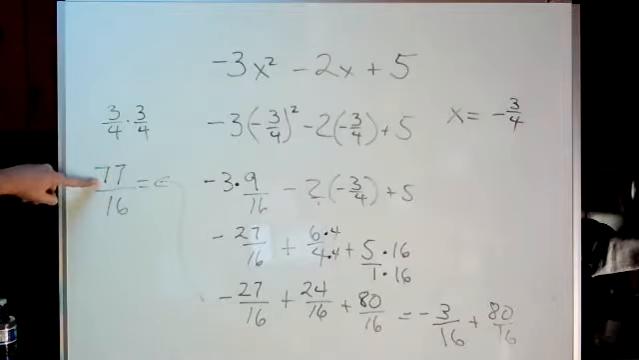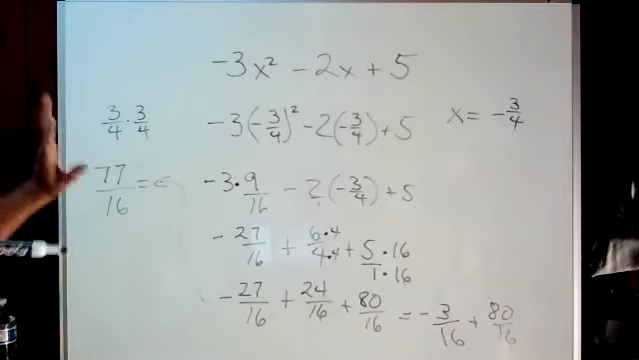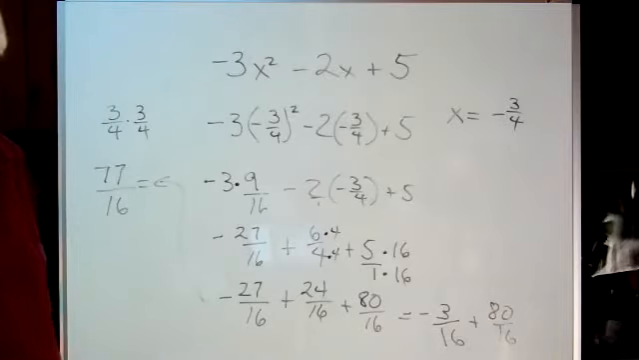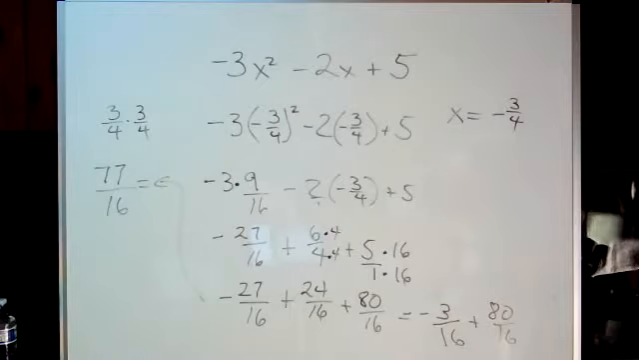Now that's 7 times 11. So those are 2 prime numbers. No common factors. I can't simplify to lowest terms any further. So that would be my final answer.